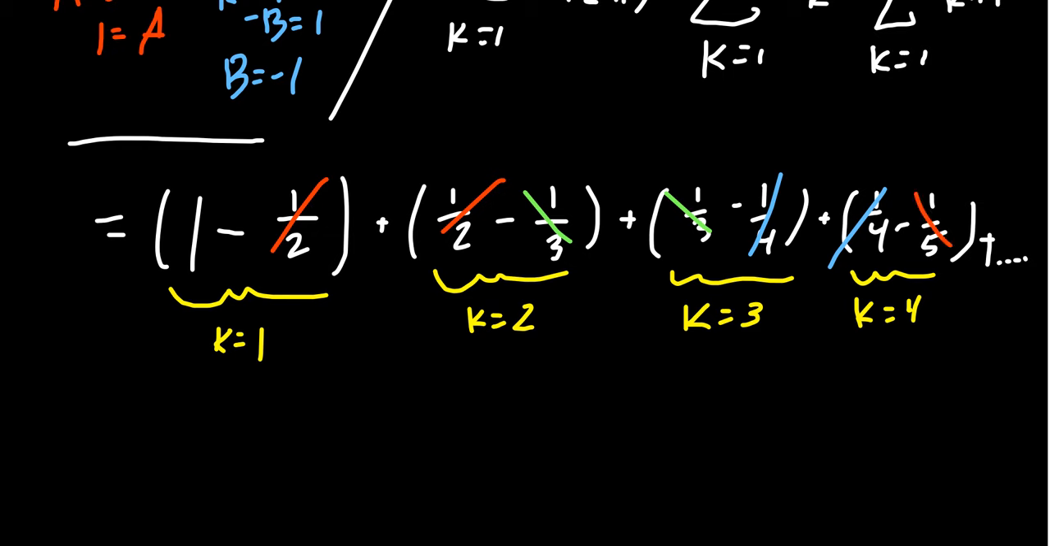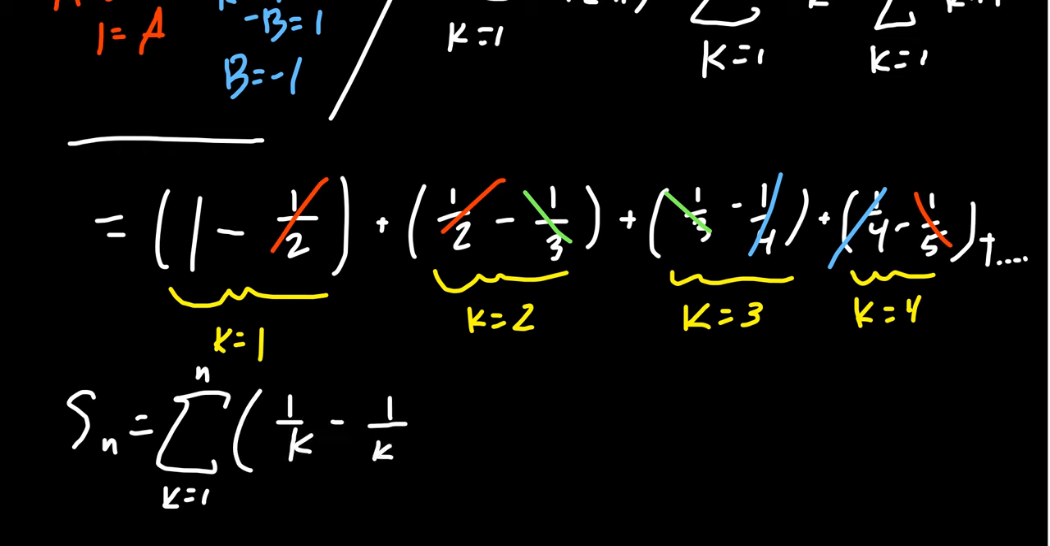They're going to cancel each other out. And you see this happening over and over and over again. And so if we were to just consider a partial sum, if we just take S_n to be the partial sum, where we take the sum where k equals 1 to n, and we take these two sequences, 1 over k minus 1 over k plus 1, this would end up with the same basic idea.